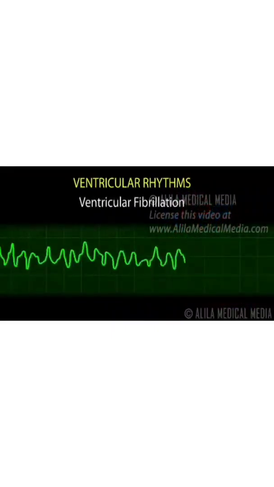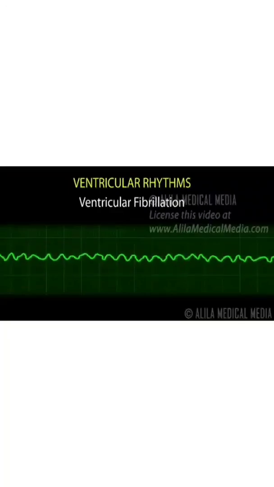VFib ECG is characterized by irregular random waveforms of varying amplitude with no identifiable P wave, QRS complex, or T wave. Amplitude decreases with time from initial coarse VFib to fine VFib and ultimately to flatline.